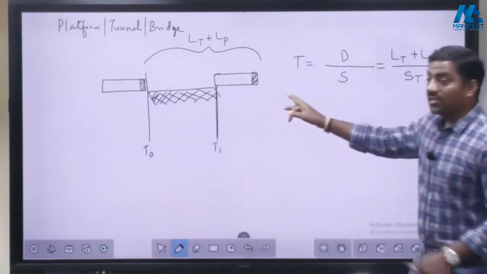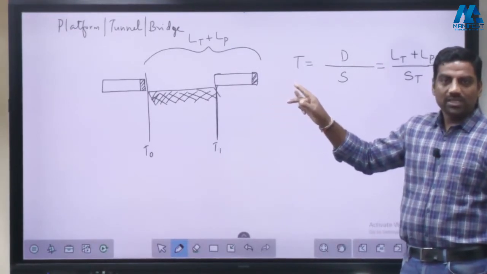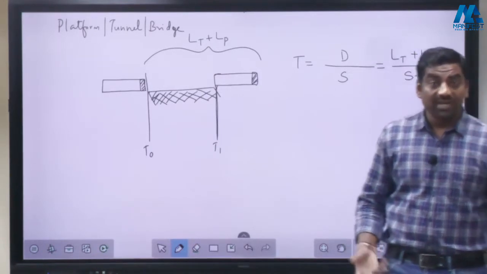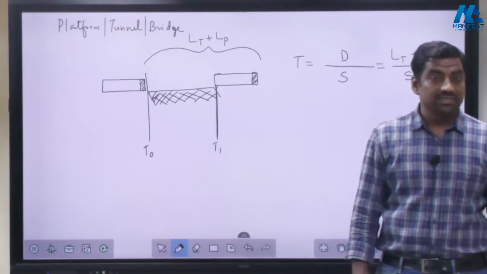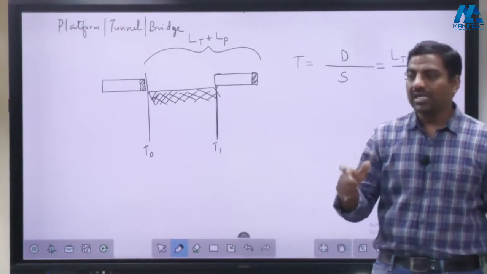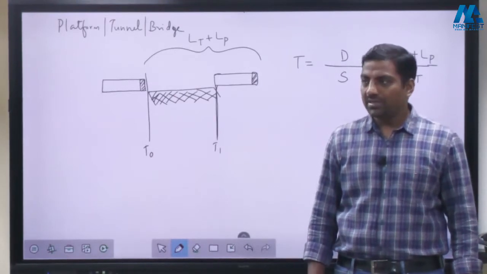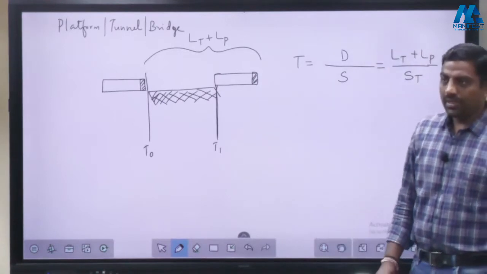But here, this is a longer object. Sometimes a platform will be of the same length as the train. Sometimes it can be more than the length of the train. Sometimes it will be shorter, but definitely it will be in meters. Yes or no? A few hundred meters it will be. Yes, platform. That is why we are taking it into account.